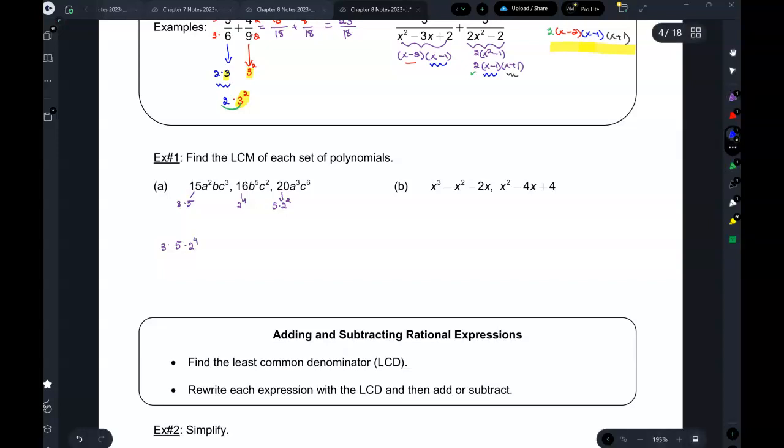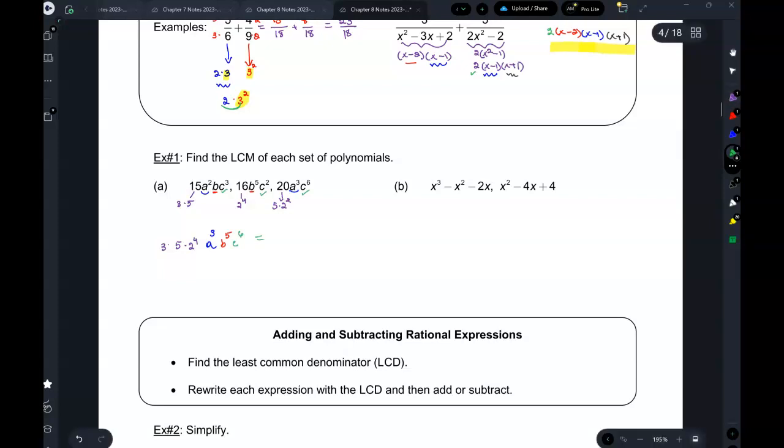Right. So now let's take a look at the A's. I got an A squared and an A cubed. Of course, I take the one that has the larger exponent. As far as the B's go, I have a B to the 5. So I'm going to take B to the 5. And then lastly, I have a C cubed, a C squared, and a C to the 6. That's what I'm going to take.